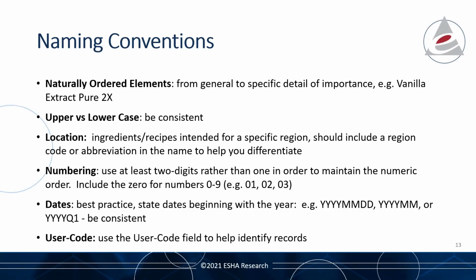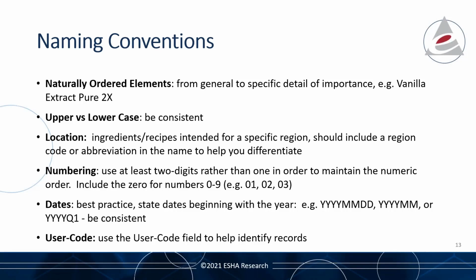If you have ingredients or recipes intended for a specific region, a region code might be appropriate in your name if that's going to help you search and find the ingredients that you need. If you use a numbering system as part of the name, use at least 2 digits to maintain the numeric order. So use 01, 02, 03 rather than 1, 2, 3.